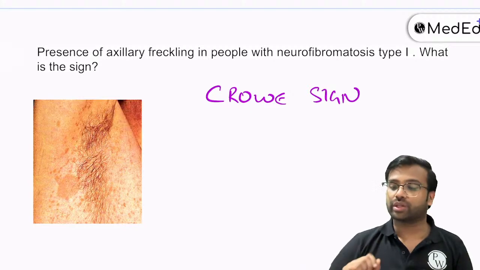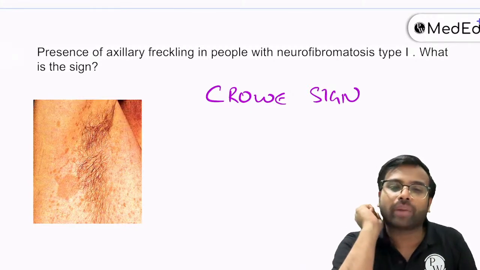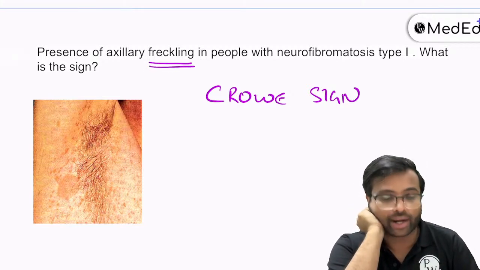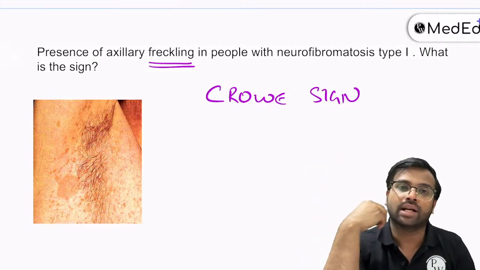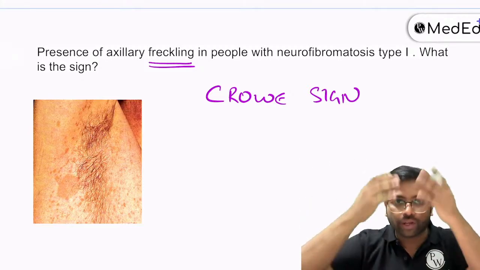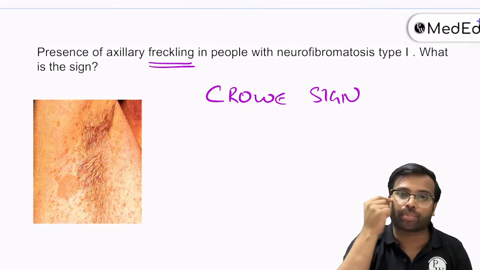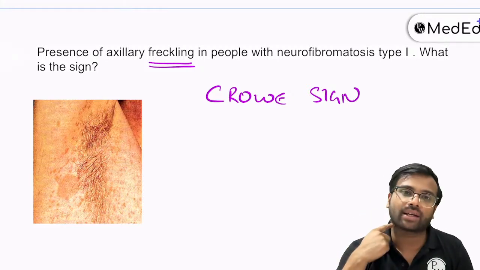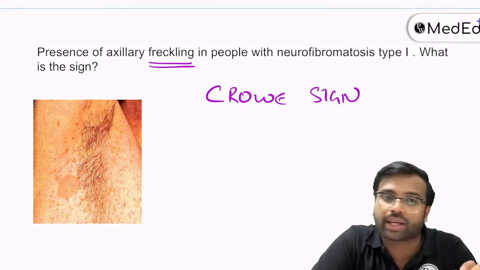Excellent. So happy to get this answer in the chat box. So this is called a Crowe sign. Now what do you mean by a Crowe sign? So Crowe sign means there is axillary freckling. So let us try to understand what exactly freckles are. See, in patients who have a very fair complexion, very white skin, you can see multiple brownish spots over the sun exposed areas, just the face, neck, over the forearms, over the arms and all. So this is called freckles.